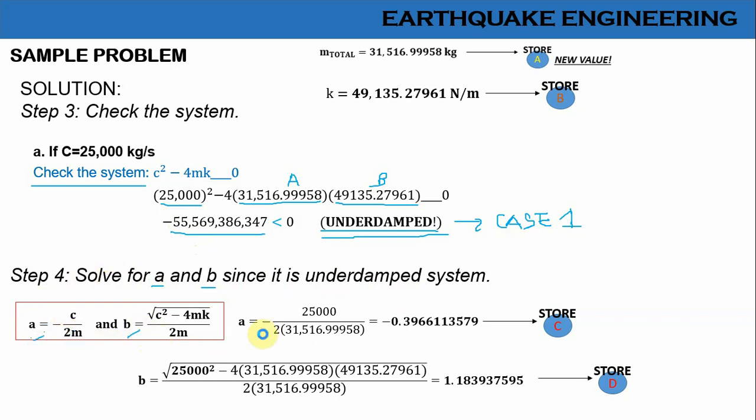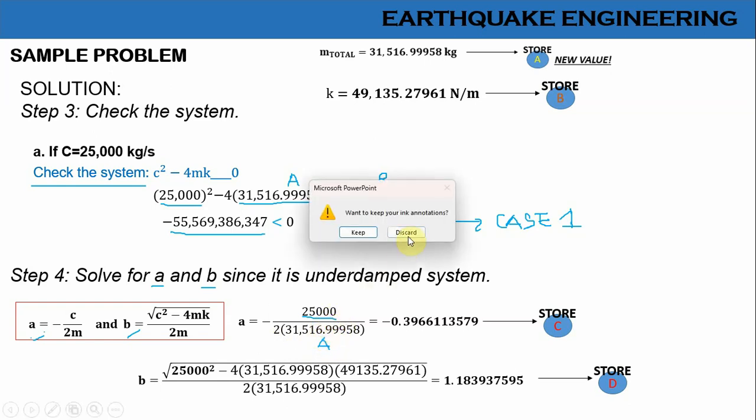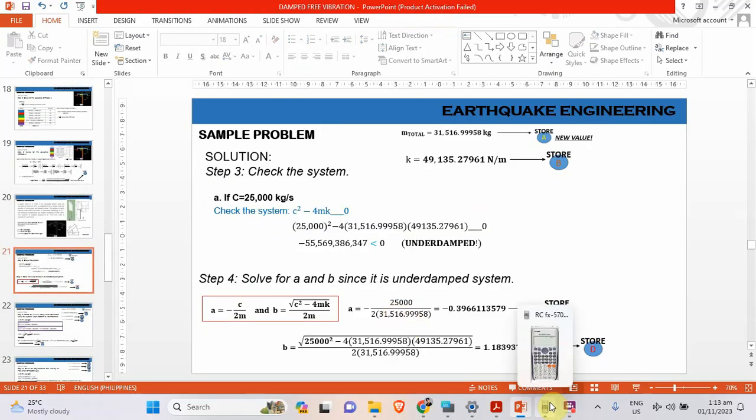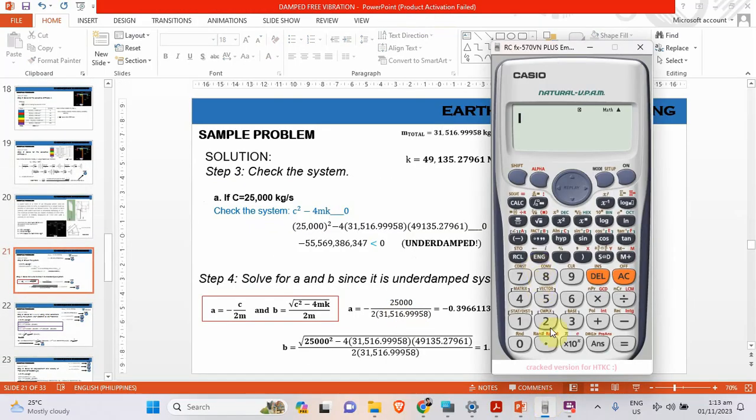Now, for A, it is purely substitution. Negative C over 2 times the mass. Because this is your mass, you just put it in directly. Remember I stored A earlier. So, 25,000 over 2 times A.